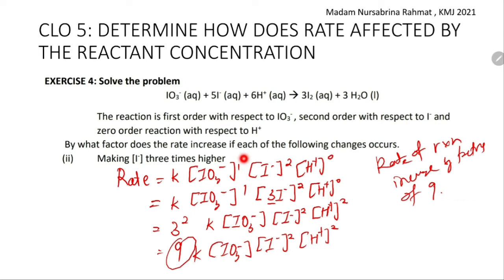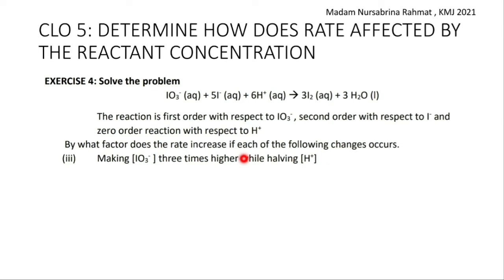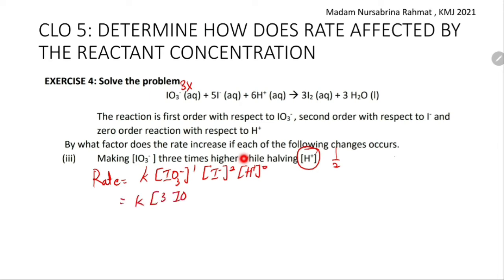Alright, so you have seen when I use a whole number to increase the concentrations of my reactants. But what if we change to this one: 3 times higher for my IO3 negative, but halving the concentration of my H plus. Halving means half of the original concentration. So rate equals k, 3 IO3 negative, I negative, and half H plus. Okay, so check out all the numbers: 3 to the power of 1 multiplied by half to the power of 0.